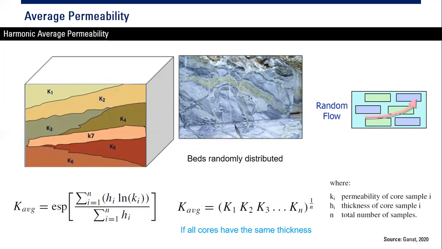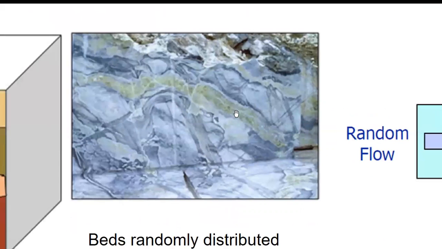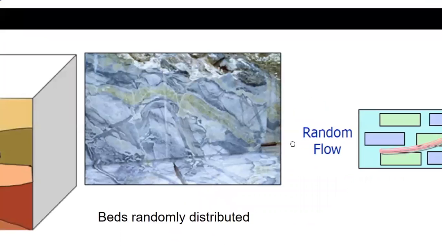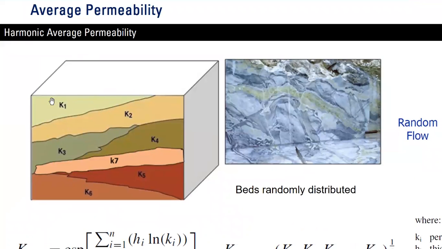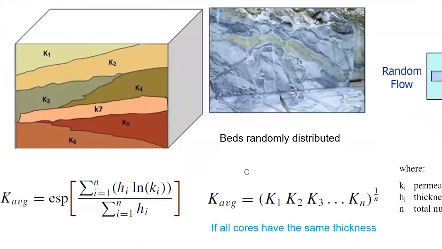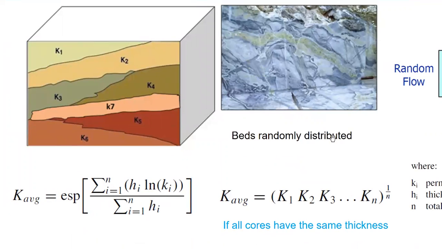This is also harmonic average, but for very, very heterogeneous formations. So they are irregular in shape, and in depiction we can depict it like this schematically, K1, K2, K3, K4, 5, 6, 7, with different shape, different area, different thickness, different permeability, different properties. The beds are randomly distributed. We can still try to average the permeability using this equation.